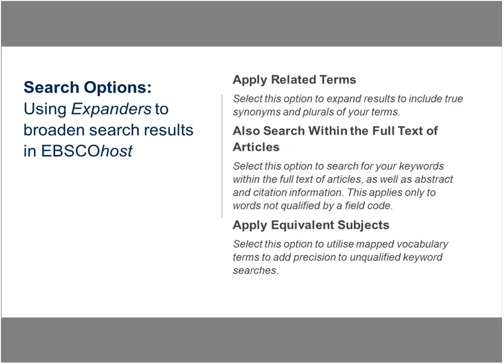So the apply related terms feature is the option to expand results to include synonyms and plurals of your terms. For example, if you were to put in child, it would look at children, pediatrics, childhood, etc. Those synonyms and plurals are based on the subject indexing of the database. I'll say more about subject indexing in a moment.